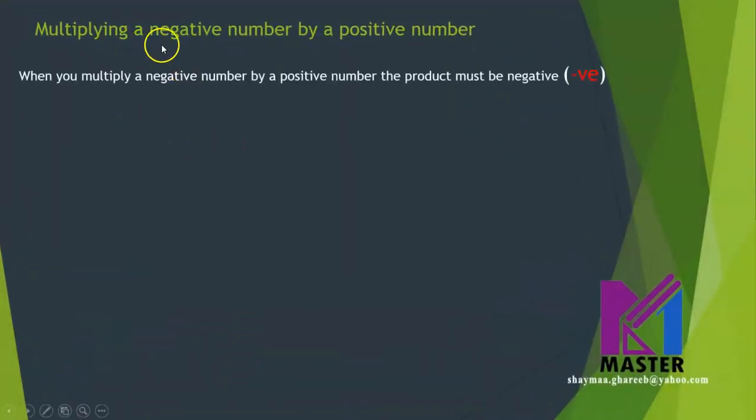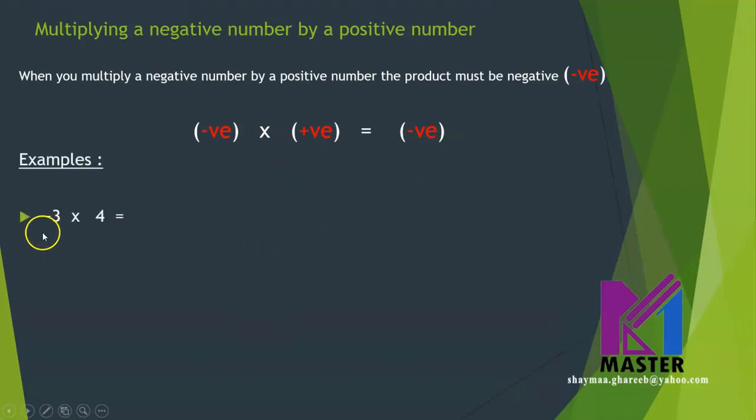Now, let's try multiplying a negative number by a positive number. When we multiply a negative number by a positive number, the product must be negative. Negative times positive gives negative. Examples. -3 times 4. Negative number times a positive number, so we said the answer will be negative. So the answer here will be -12.